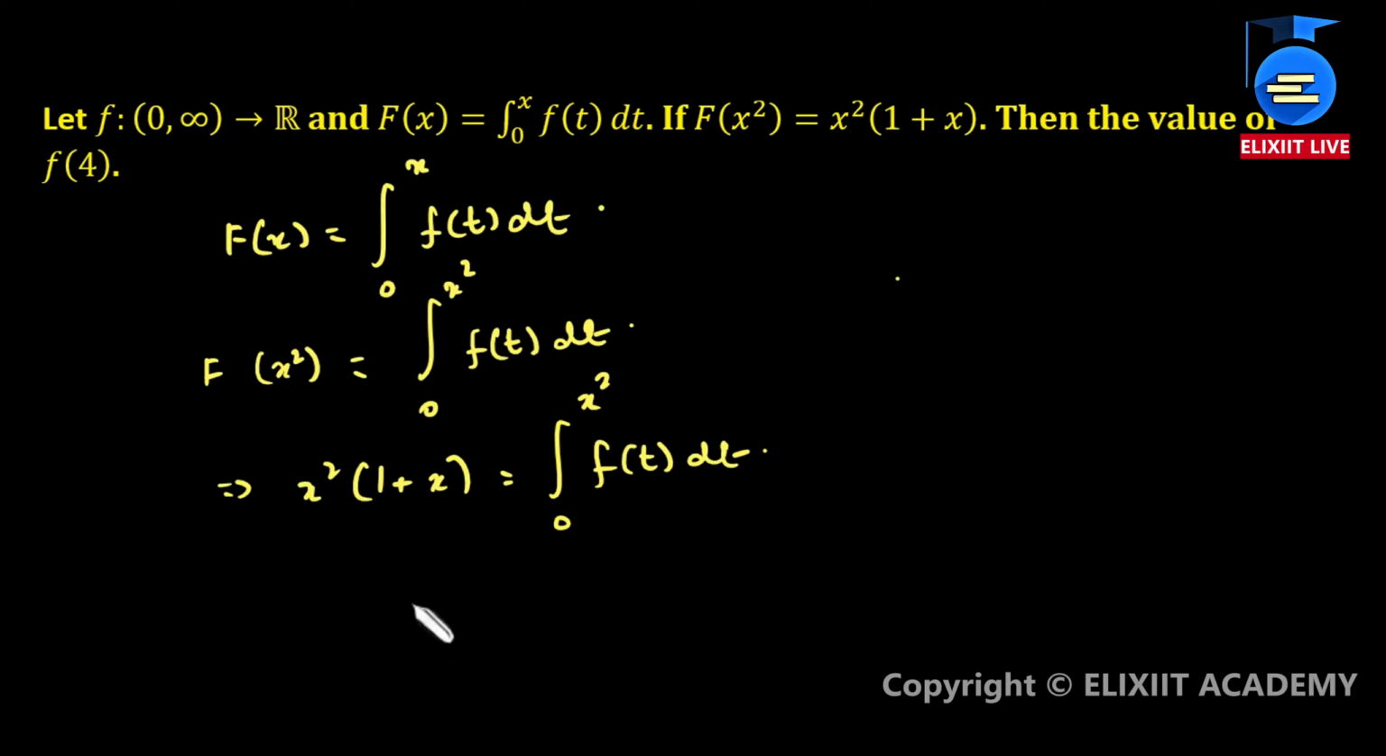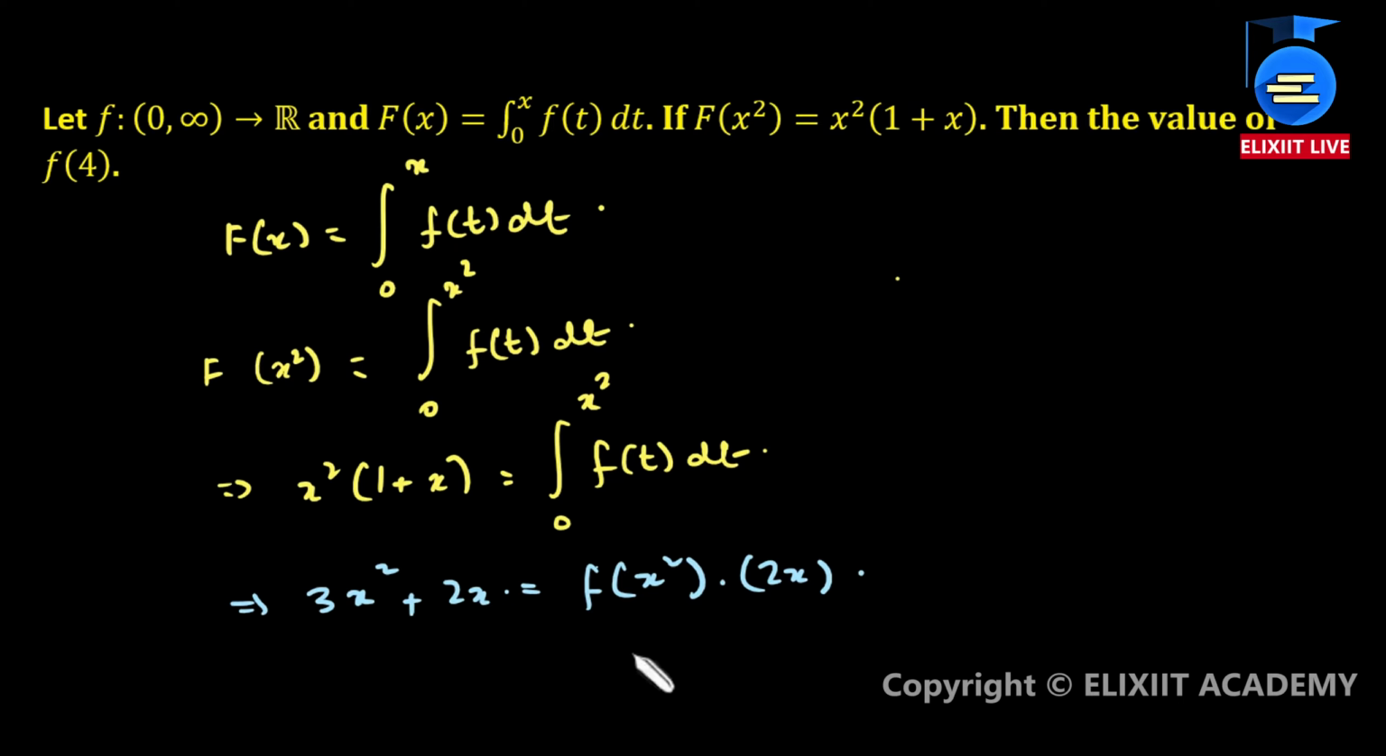So what I do, I differentiate this, simple differentiation. That's basically x square plus x cube. If you differentiate this, I get 3x square plus 2x. And we differentiate the right hand side with the help of the Leibniz rule. So we have f of x square into the differentiation of x square, that is 2x. Clear? Fine.